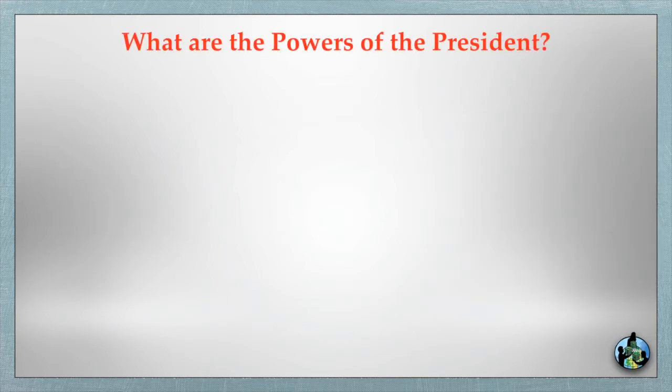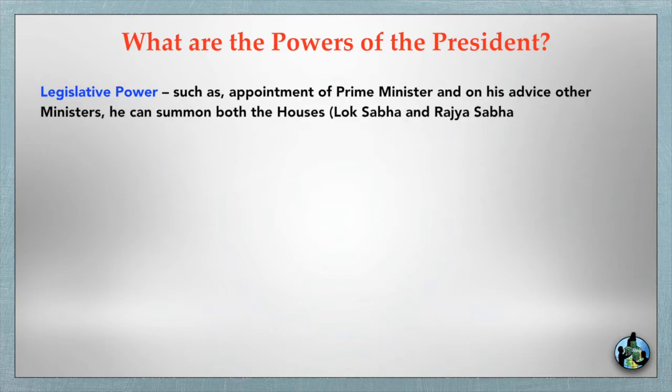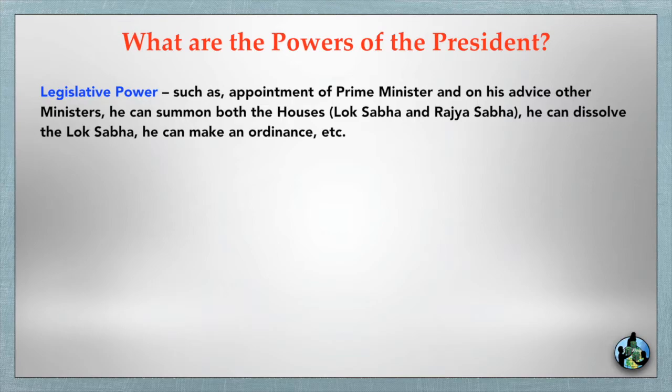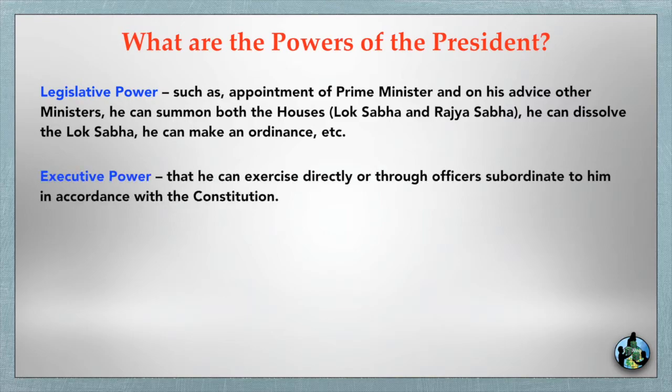The powers of the President can be categorized as legislative power, such as appointment of the Prime Minister and, on his advice, other ministers. He can summon both the houses, that is Lok Sabha and Rajya Sabha. He can dissolve the Lok Sabha. He can make an ordinance, etc. Next, executive power, that he can exercise directly or through officers subordinate to him in accordance with the Constitution.